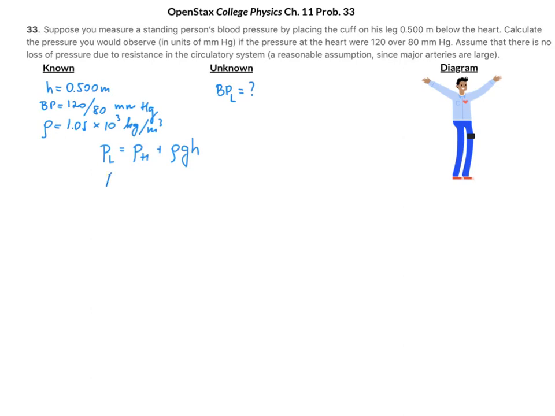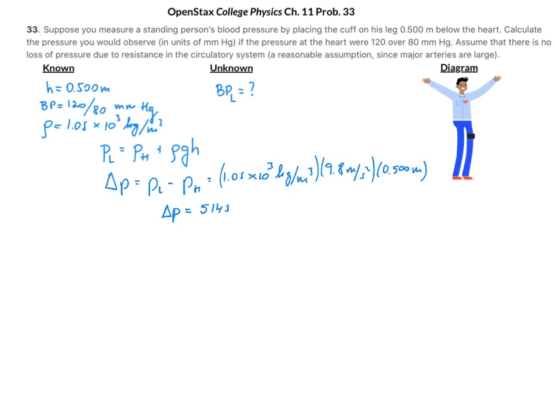So let's find this difference. Delta P is P at leg level minus P at the heart level. And that will be 1.05 times 10 to the third kilograms per cubic meter times 9.8 meters per second squared times the height, and that's 0.500 meters. So the difference in pressure is 5145 pascals.